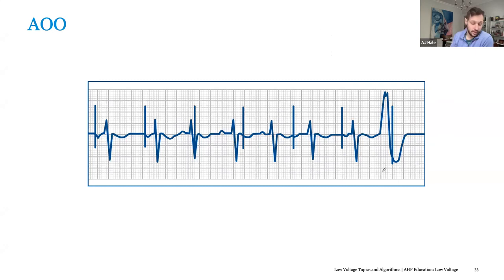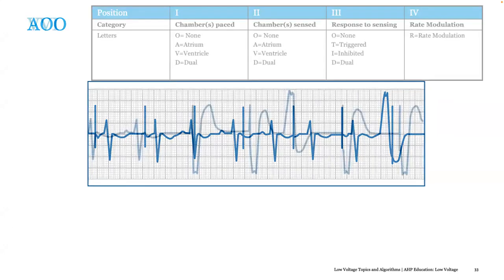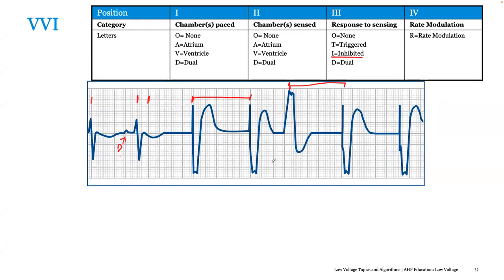Perfect. Next, we go to AOO. Very similar to... Okay, sorry, please. If we go back to the previous slide, there's been this question about the T for the third category as a trigger. Usually, we don't see devices programmed that way, I guess. So can you just throw some light on that T? How does the trigger pacing work here?